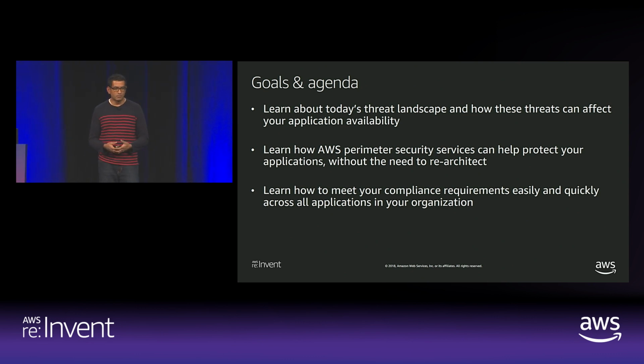We'll talk quite a bit and introduce several perimeter security and other AWS tools and services that you can use to protect you and your applications without the need to re-architect those applications. So we'll talk about how you can build layers of defense in front of the applications that you already have.